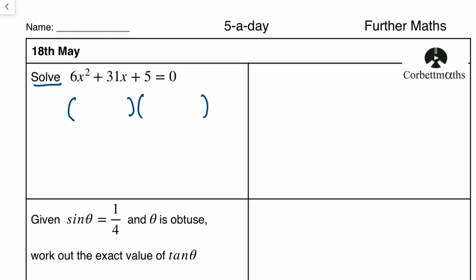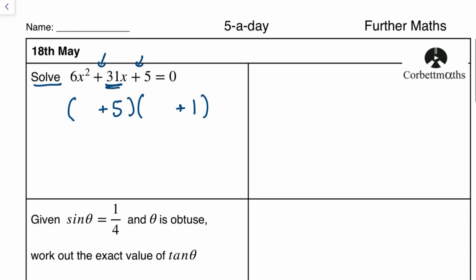The 6 is tricky, because that could be 6 and 1 or 3 and 2, but the 5 isn't, because it's definitely going to be 5 and 1. Also, these are both pluses, so I know these are both pluses here and here. So really, is it going to be 6x and x, or 2x and 3x? And then where do I put the 2x and 3x?